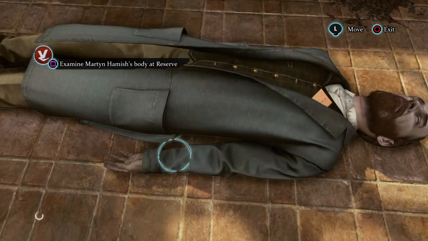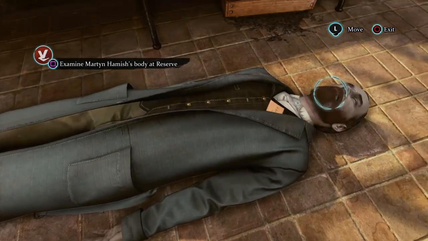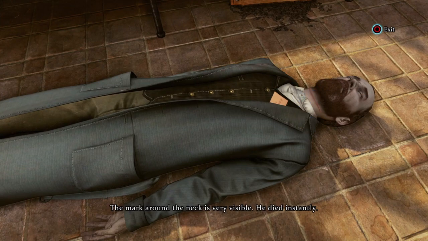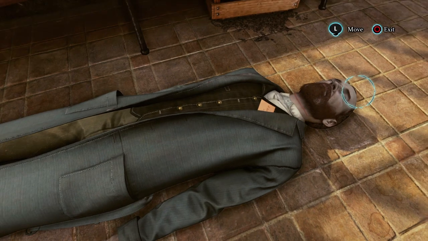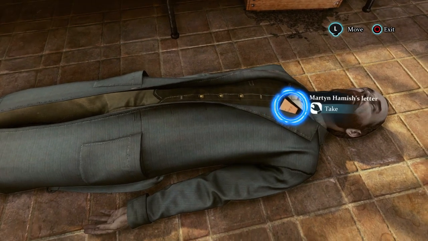This is really weird. Let's start with the head. Yeah. The mark around the neck is very visible. He died instantly. Alright. There's a letter.